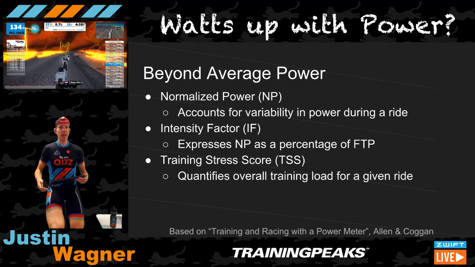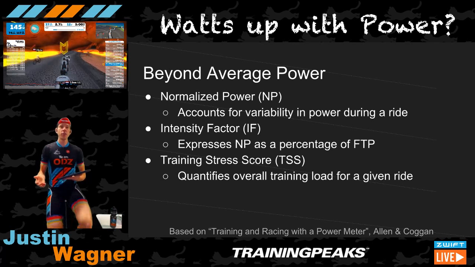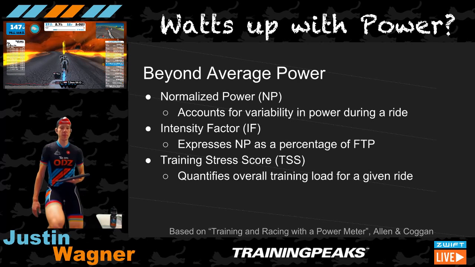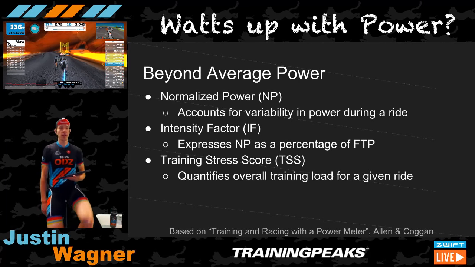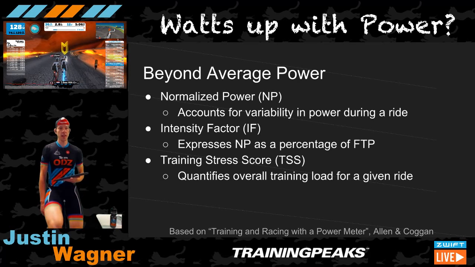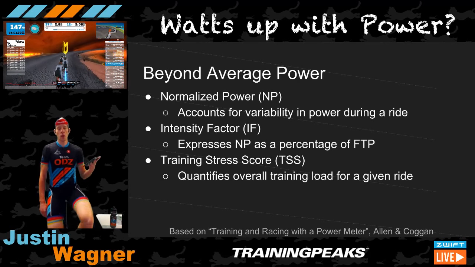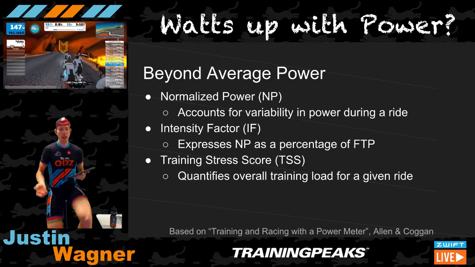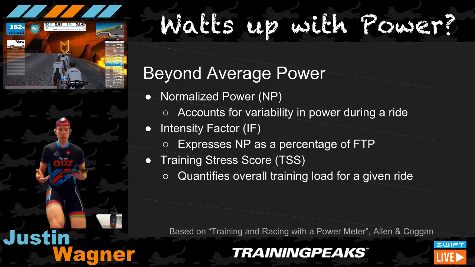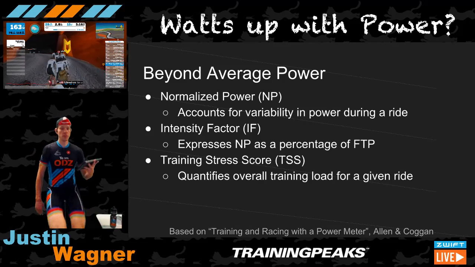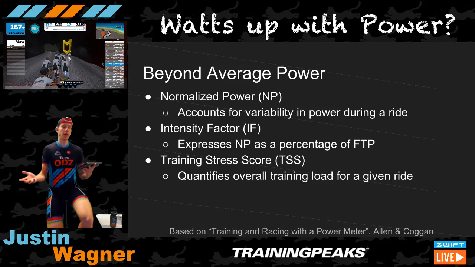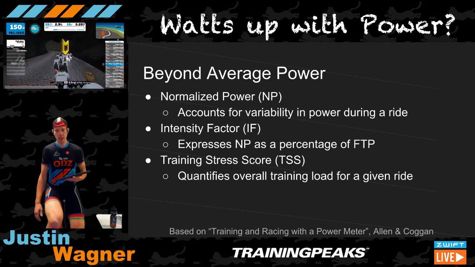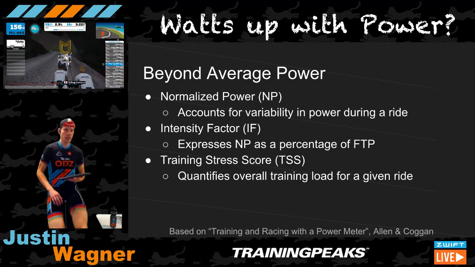Okay, so from a high level, normalized power accounts for the variability in your power in a given ride. We'll see that slide again, but just think of it now. Those two examples we showed, one was very constant, one was pretty variable. So normalized power is taking that variability into account and giving us credit for it.